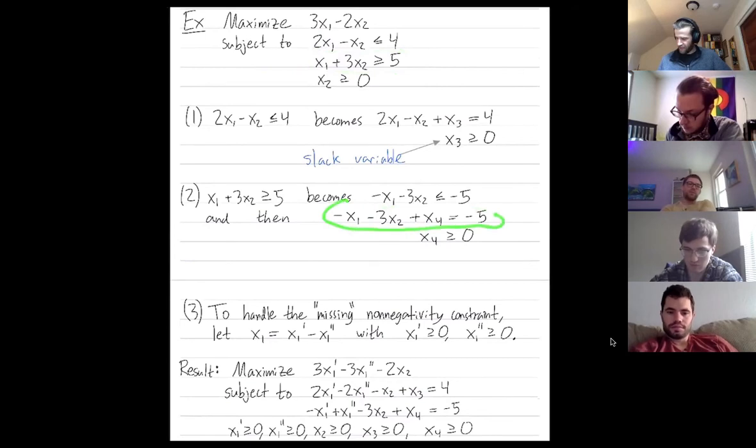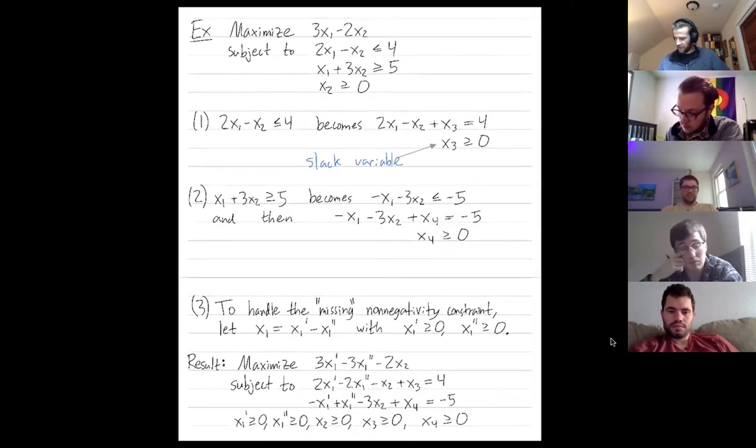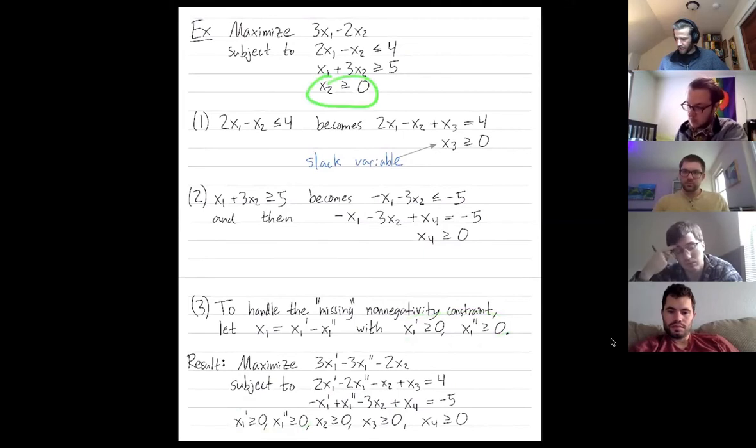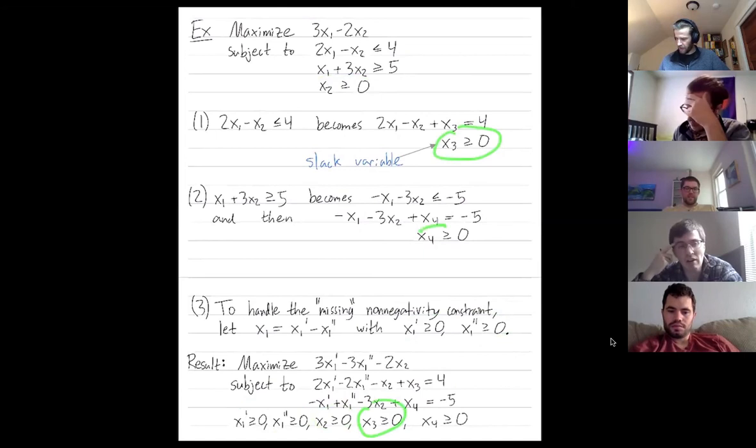And then negative x1 becomes negative x1 prime plus x1 double prime. Negative 3x2 comes along for the ride. I have my slack variable and I have my equality. And I have all the non-negativity constraints. So x1 prime and x1 double prime are non-negative. x2 is non-negative. And my slack variables, x3 and x4, are non-negative.